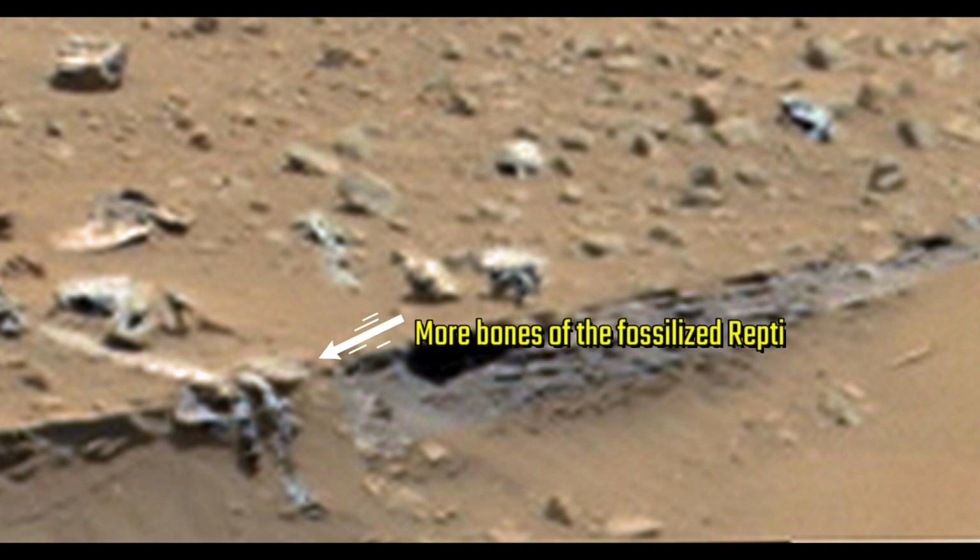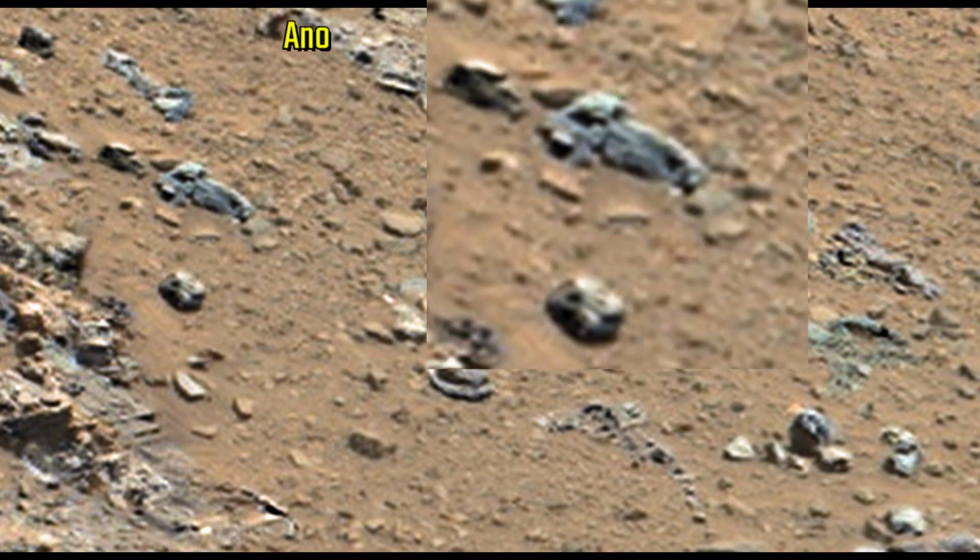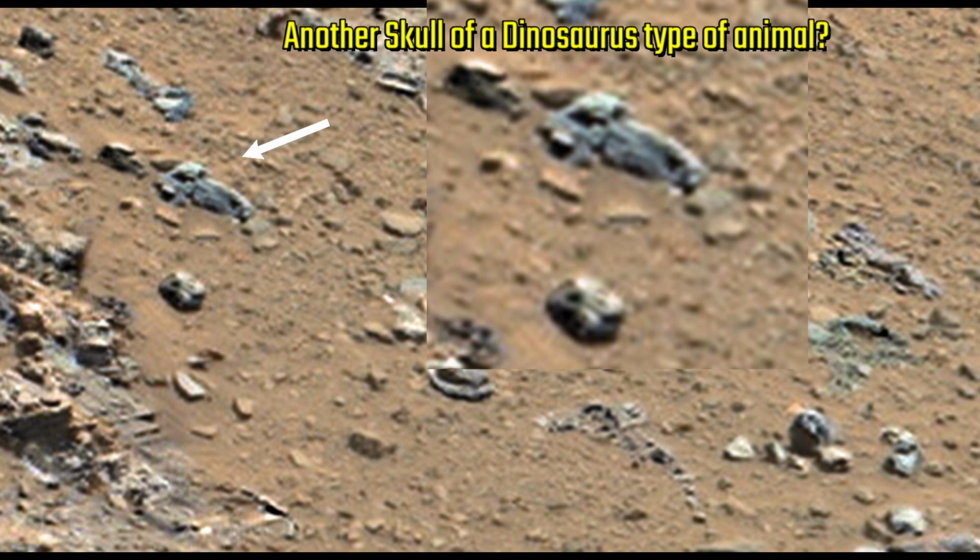Also, just underneath the reptile skull, on the edge of this slope, something sticks out that also can be bones or parts of a skeleton. Whatever they are, definitely they are not rocks. On this slope, we can see several other so-called anomalies resembling skulls of animals and humanoids. Here we can see something that seems the skull of a dinosaur type of animal.